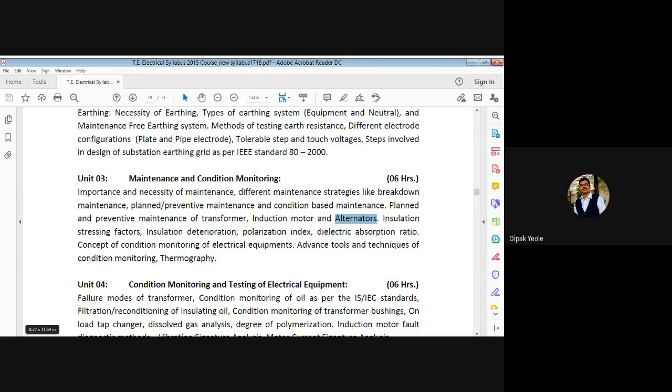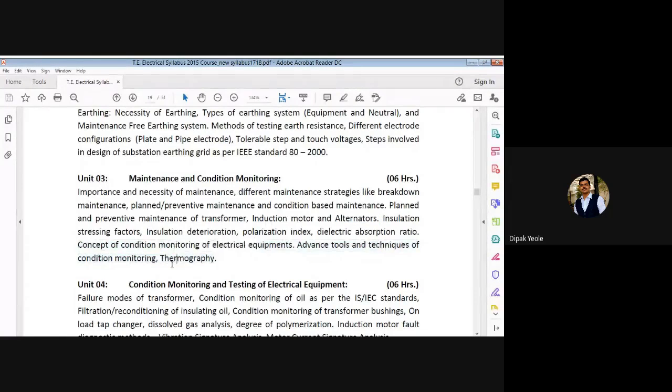Today we will discuss alternator maintenance in detail, and after that we will discuss some important ratios related to maintenance: insulation stressing factors, the insulation deterioration concept, the polarization index, and the concept of dielectric absorption ratio. We will try to finish this alternator and these ratios today, so that is our target for today's lecture. In the next class, we will start with unit number 3B.